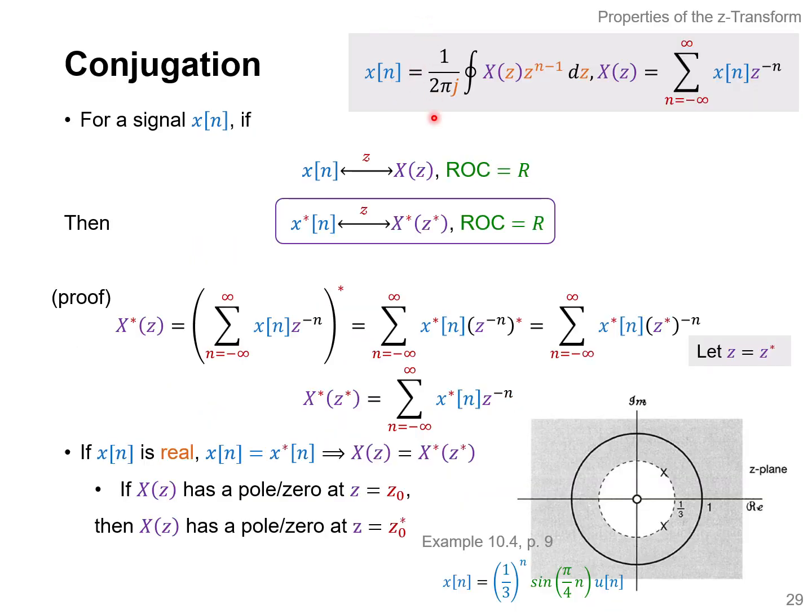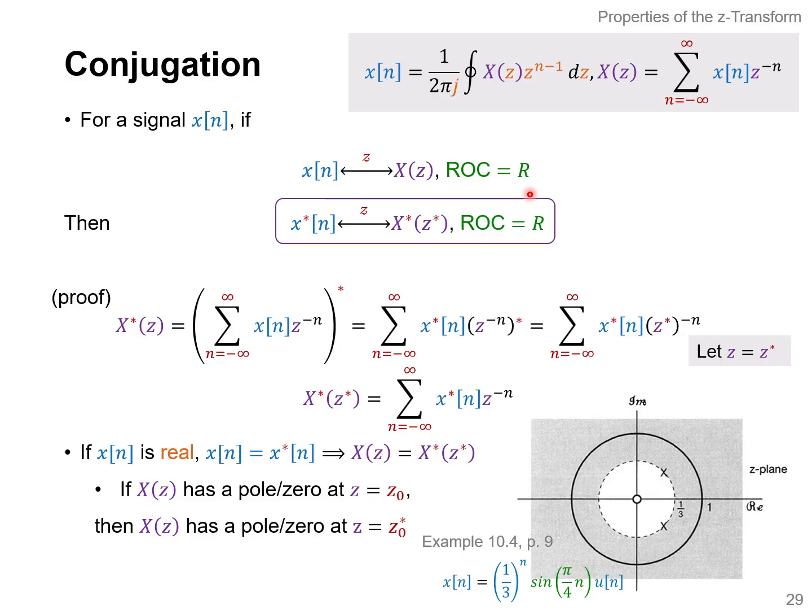We will learn the conjugation property of the z-transform. This property tells us how taking the complex conjugate of a signal in the time domain affects its z-transform. Suppose we have a signal x of n, and its z-transform is x of z with ROC R.